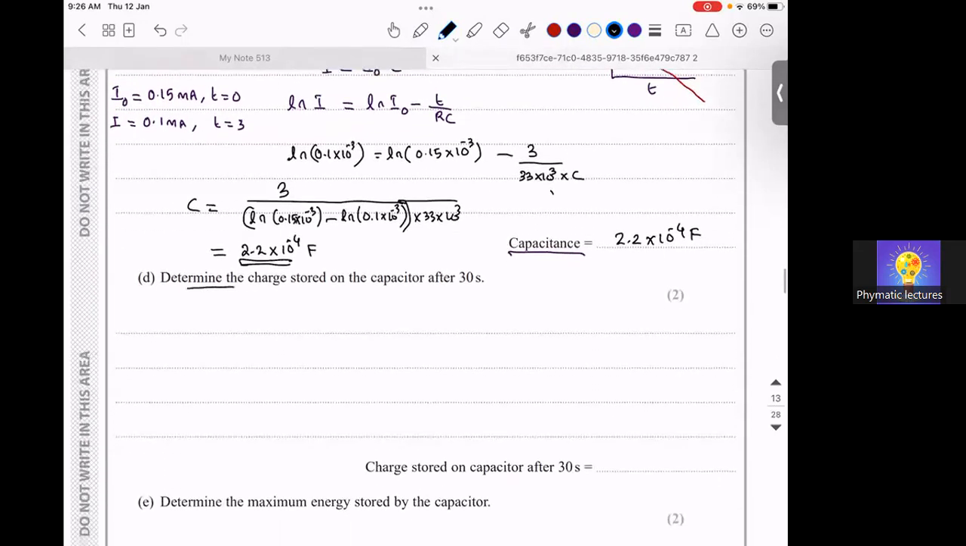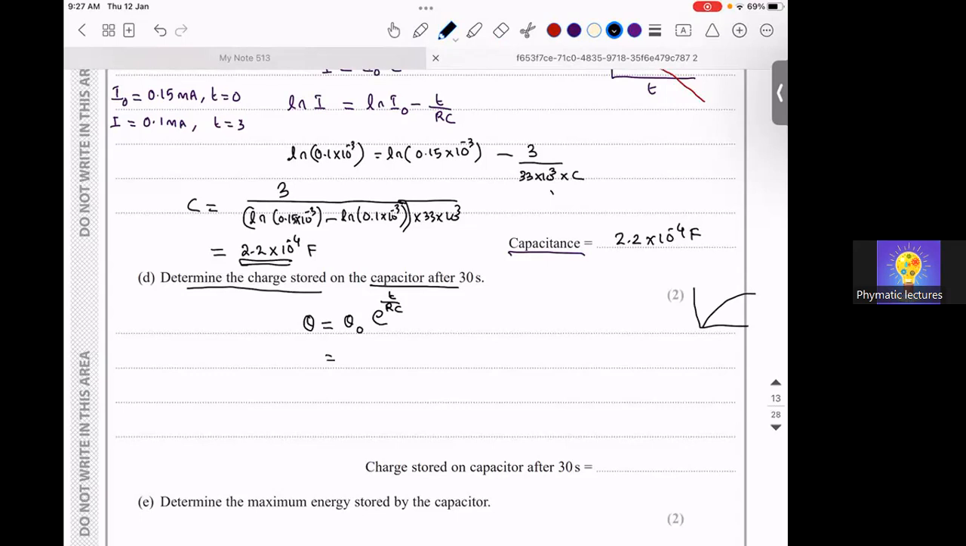Now determine the charge stored on the capacitor after 30 seconds. What is the equation for charge? The general exponential equation is Q is equal to Q0 into e to the power of T by RC, because storing of the capacitor is a positive exponential graph.